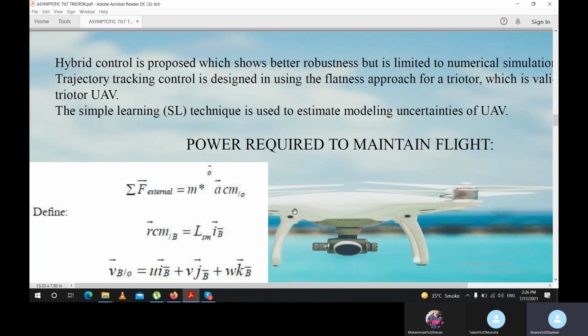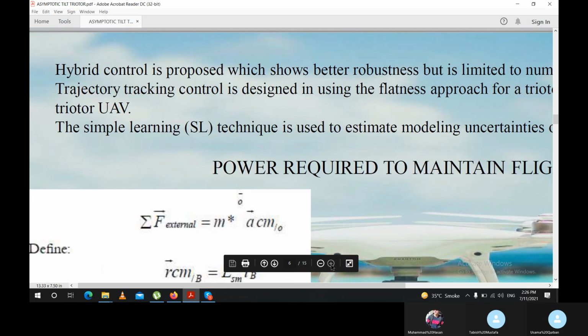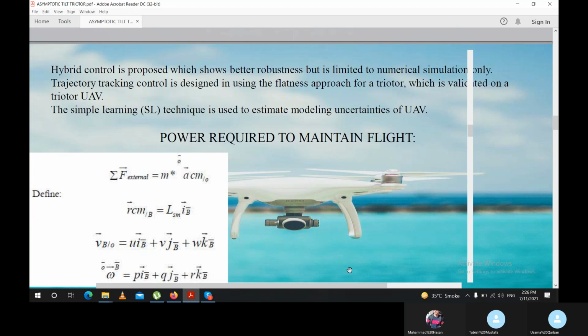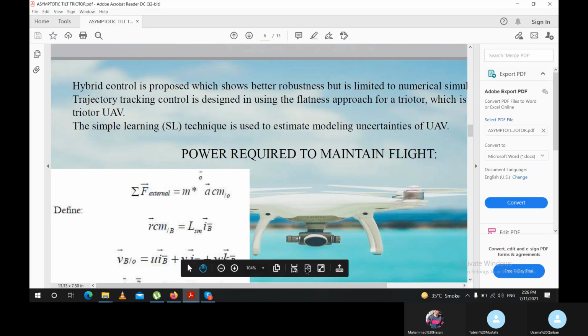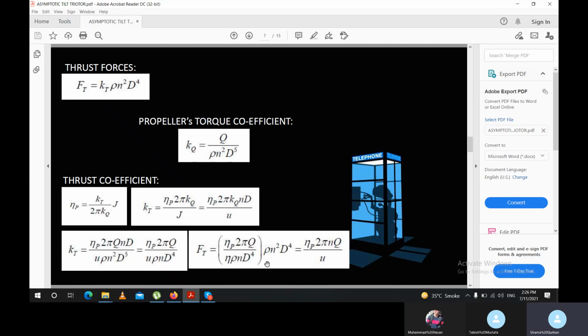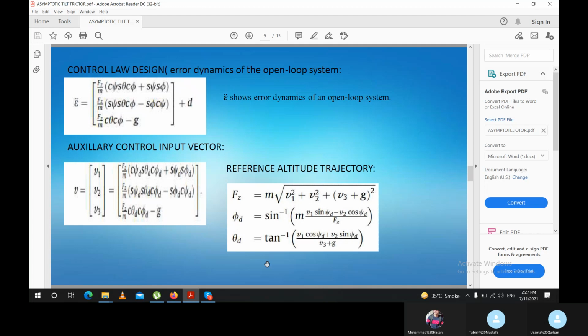In slides number 7 and 8, the mathematical forms of my previously explained parameters are given. That is thrust force, propeller's torque coefficient, thrust coefficient, lift force, drag force, and coefficient of drag. Now I'll move on to slide number 9.